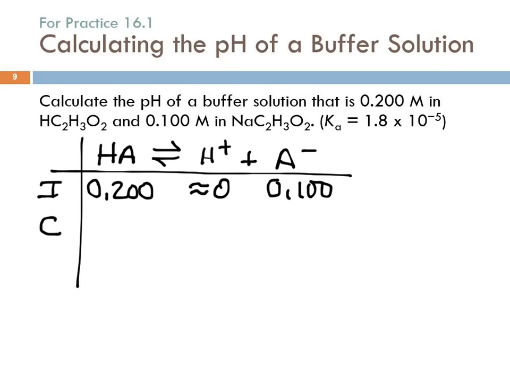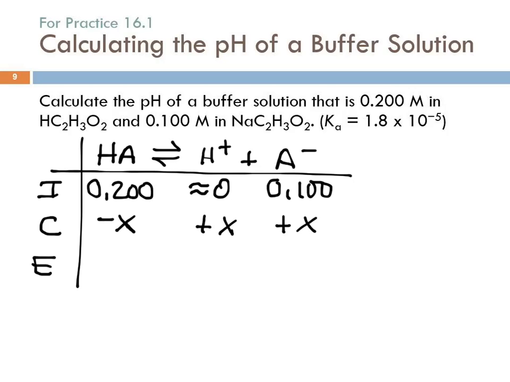So hopefully this is becoming fairly routine for you guys now. So here we've got 0.2, and here we've got 0.1, and this one's 0. So this can't go minus x, can't really go lower than that. So we know it's going to go to the right. So the acid is going to lose, and because of the stoichiometry, we'll call that minus x. And then this is going to be plus x and plus x.